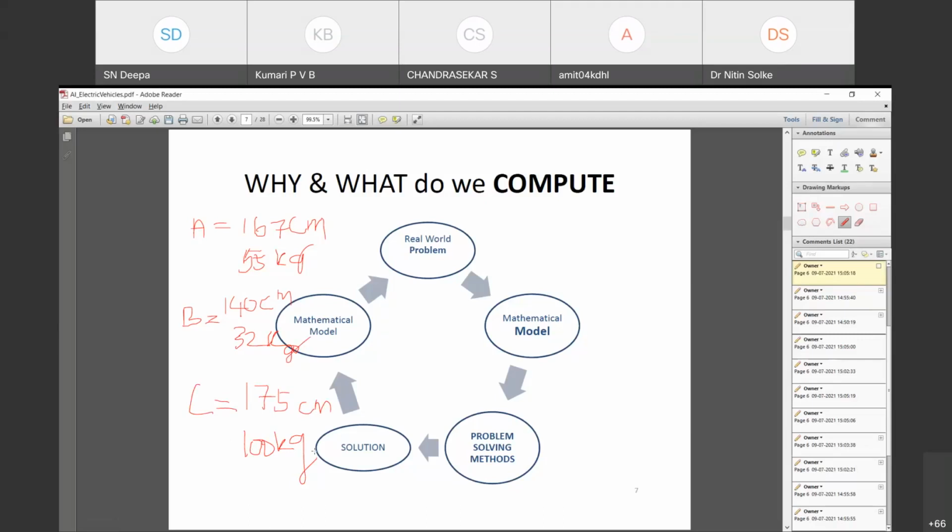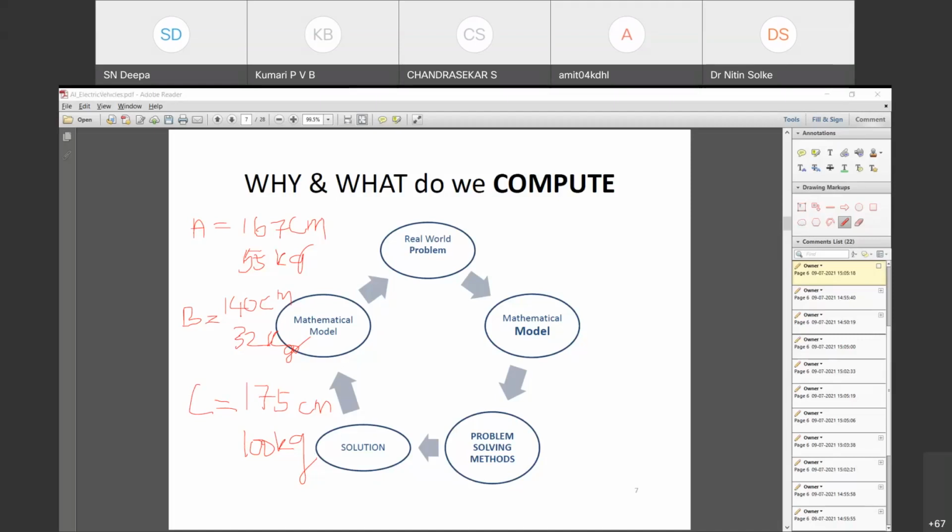Whether exactly you can visualize how the person will be, whether exactly we can predict how A will be with 167 centimeters and 55 kilograms. No, we can't predict. Now I'm telling you, take any of your friends. Let your friend be Ram. Ram is your friend. Another friend is telling, hey, one of my friends looks like Ram. Now can you visualize?